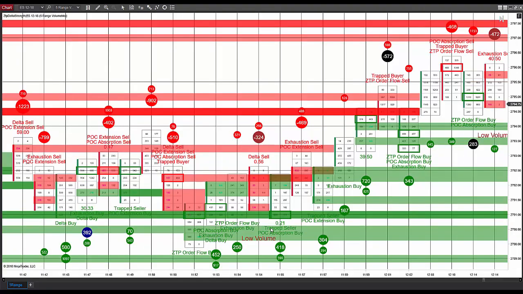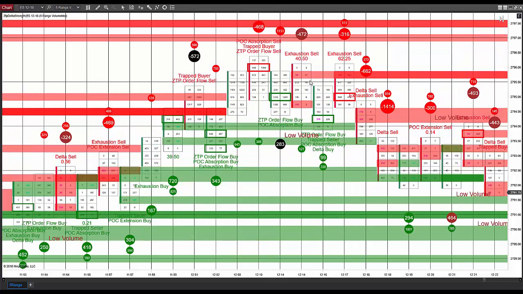If you were looking for a reason to buy the counter trend trade at 11:53, we've got plenty of order flow signals down here. The first is the ZTP order flow, followed by the exhaustion and the absorption, followed by a second exhaustion where we are forming extension patterns, and we also see a stopping ratio down here, all giving you great indications that you could be getting into this trade.